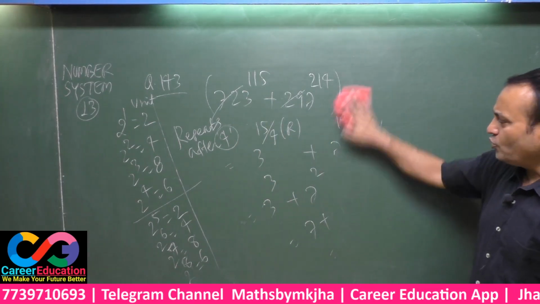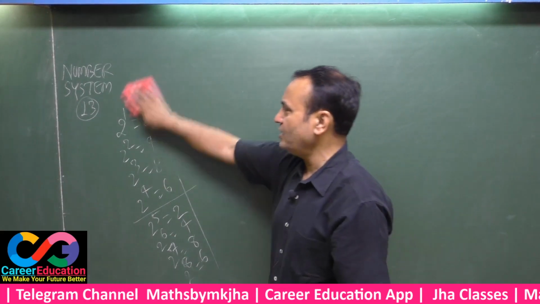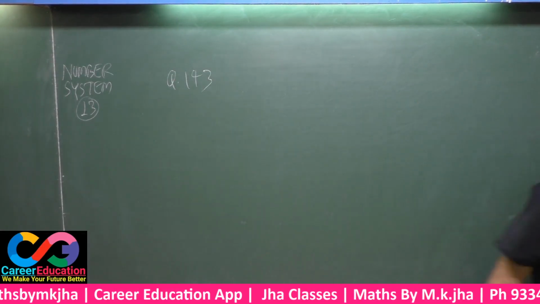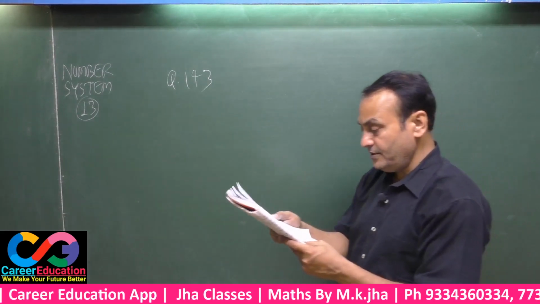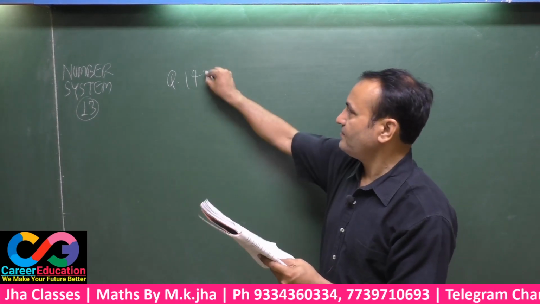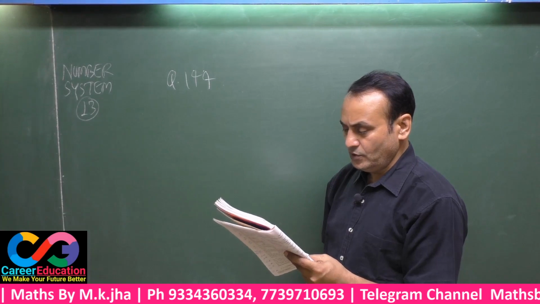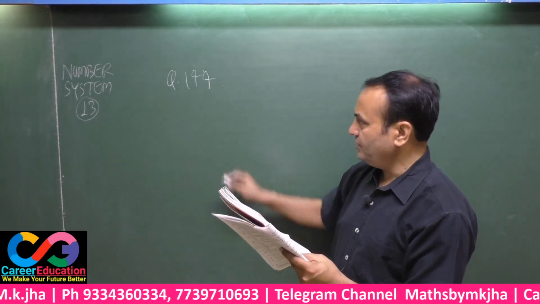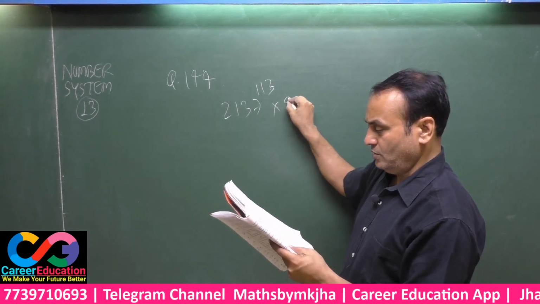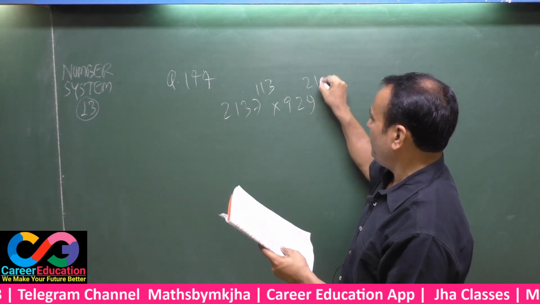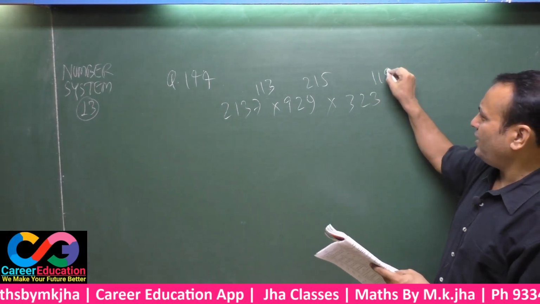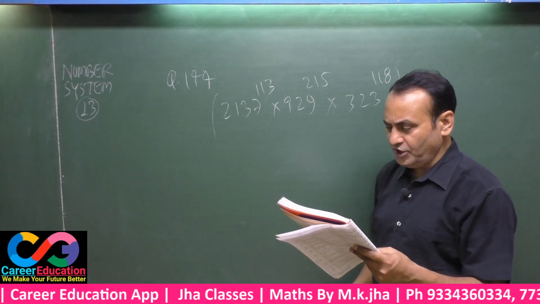Now come to question number 144. 2137 power 113 into 929 power 215 into 323 power 118, and you have to point out the unit of this product.